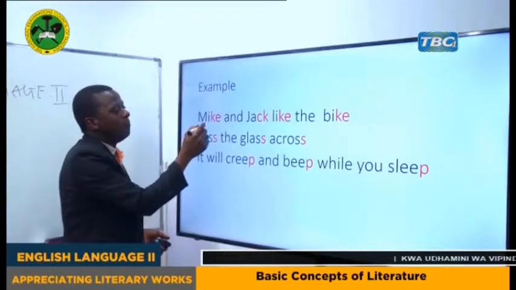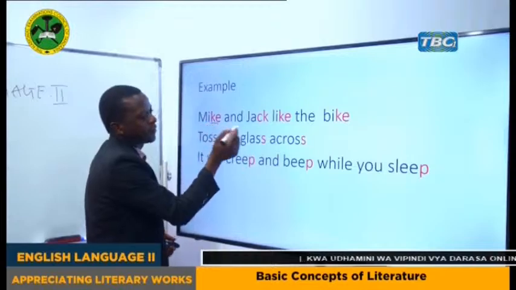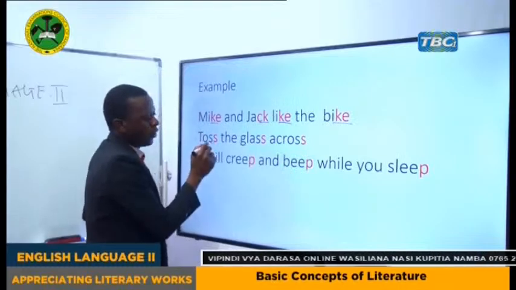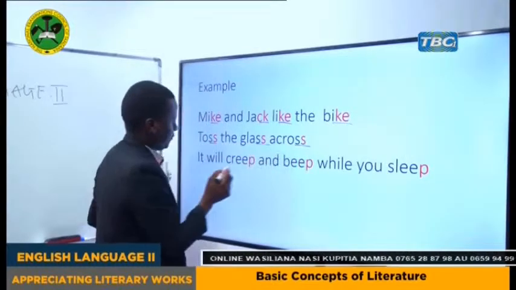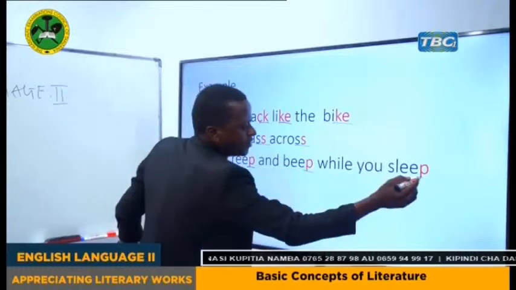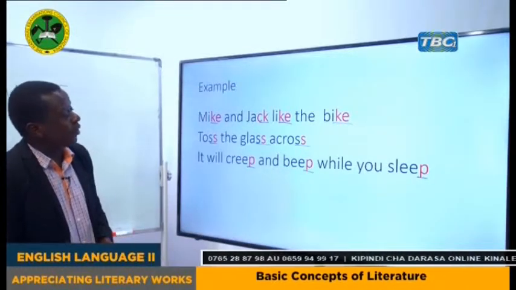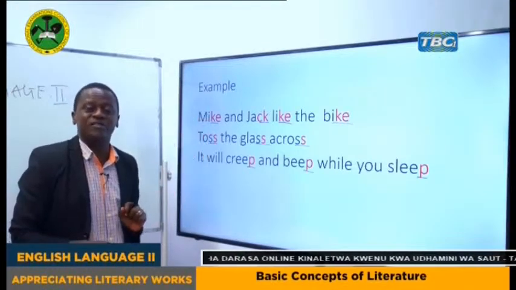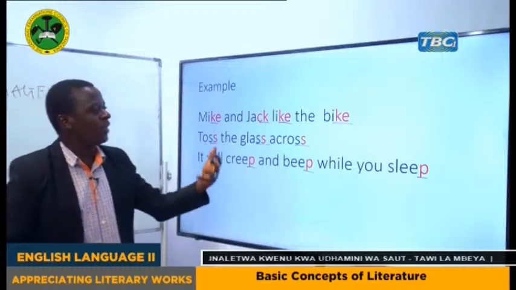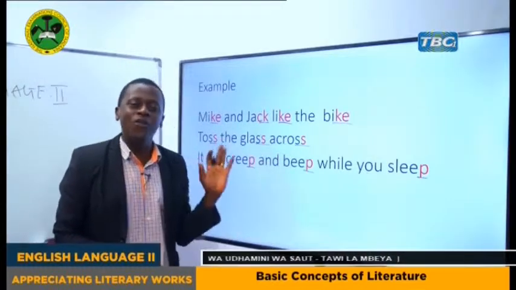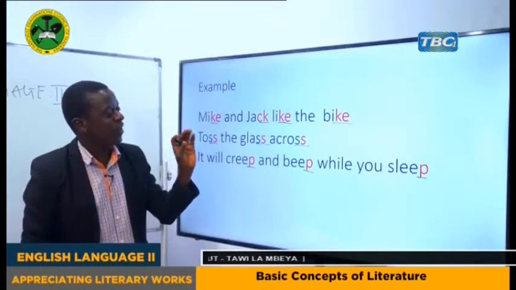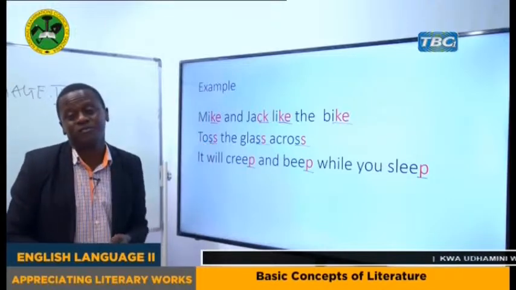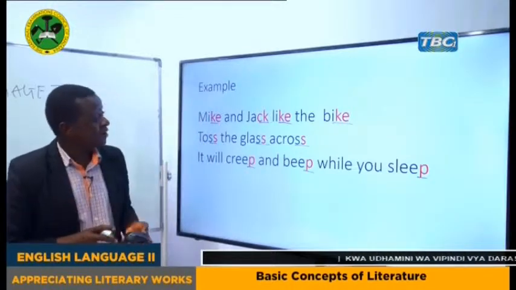Here is an example. Mike, Jack, like, bike. Toss, glass, cross. Creep, beep, sleep. Now here are the consonants which are being repeated at the end of a word in a given verse. So here, Mike and Jack like the bike. Now all these are musical features that we get from this particular verse. The same applies to the second verse and the third verse. That's the consonance.